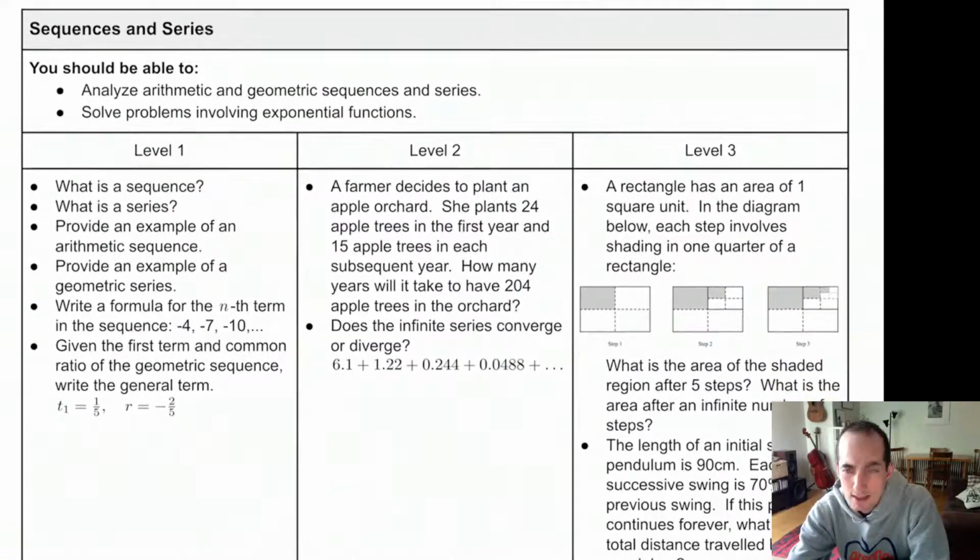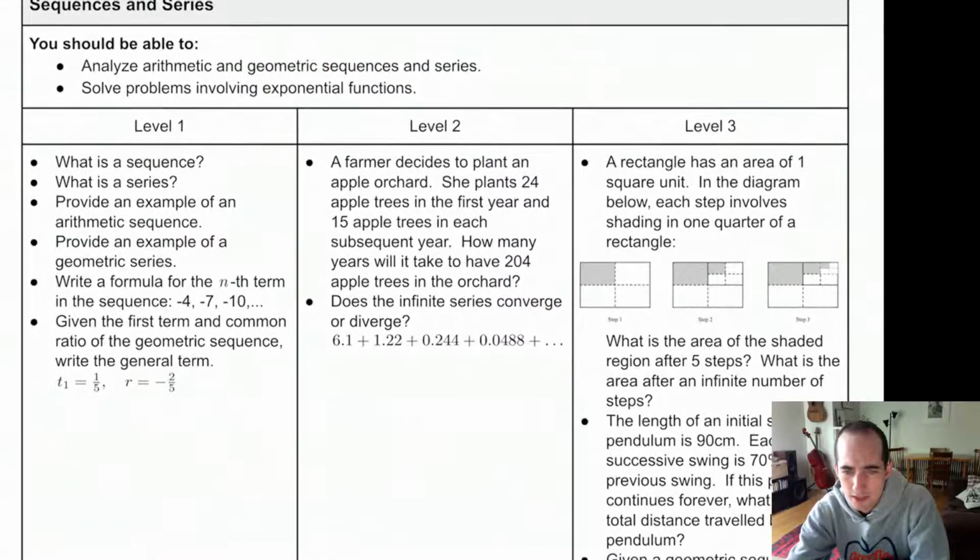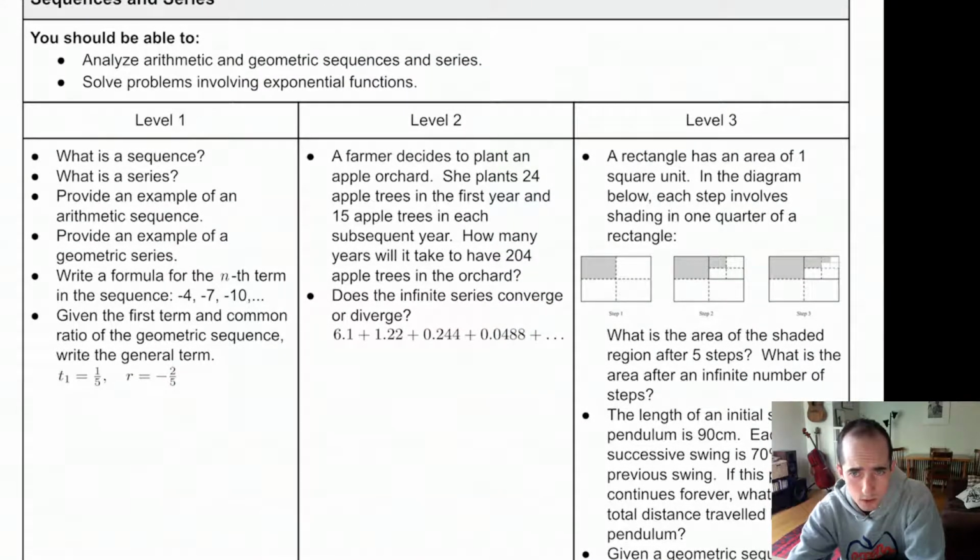Sequences and series. This was our first topic of the year. Probably one of the most challenging ones too. There's really just two skills here, but they're kind of loaded. We're going to analyze arithmetic and geometric sequences and series. That means a lot of things all at once. And then to solve problems involving exponential functions. Those are just two skills, but as you know, there's a lot that goes into those skills, right?